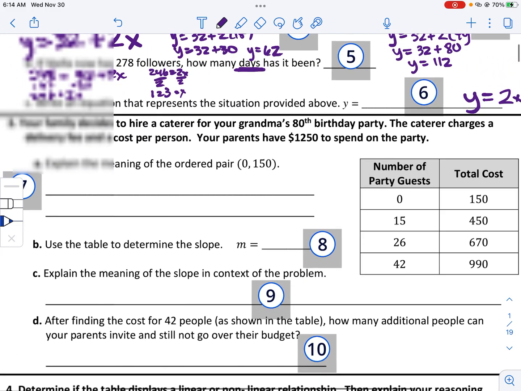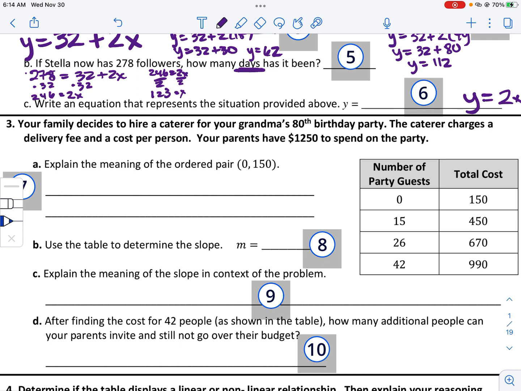The next one says your family decides to hire a caterer for your grandma's 80th birthday party. The caterer charges a delivery fee. Look there, we've got a delivery fee and the cost per person. Your parents have $1,250 to spend for the party. So it wants to know what this ordered pair means. Well, I look over here. What does the 0 stand for? It stands for the number of guests.